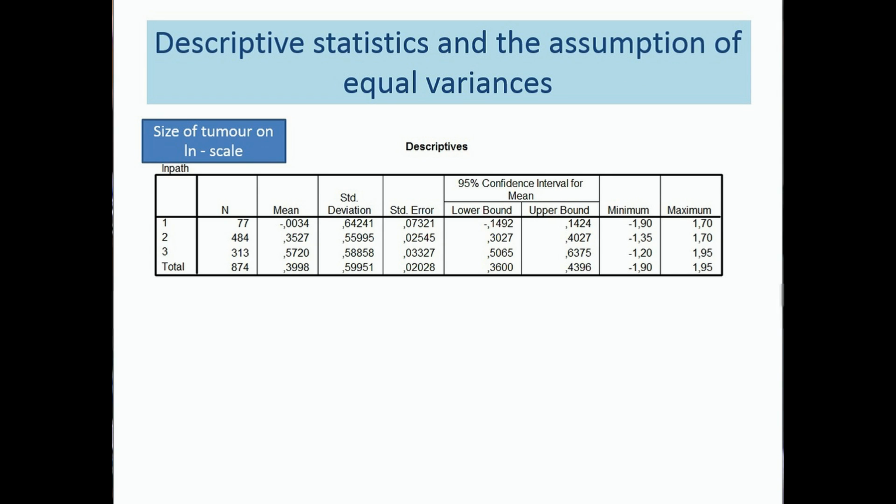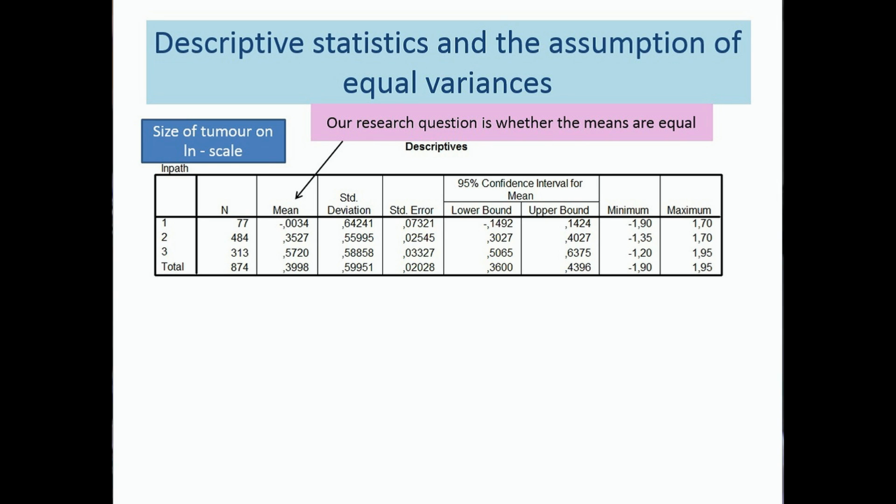This is the first part of the output. We see descriptives for each group. The outcome variable is the size of the tumor on the log scale. We see means for the different groups and also standard deviations for the groups. Our research question is whether the means are equal.